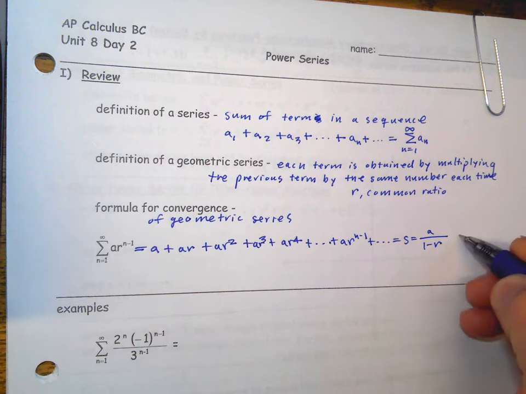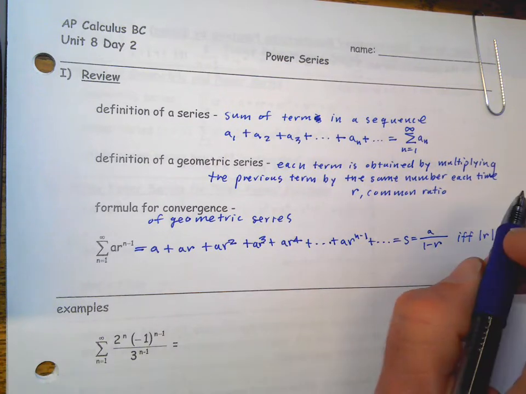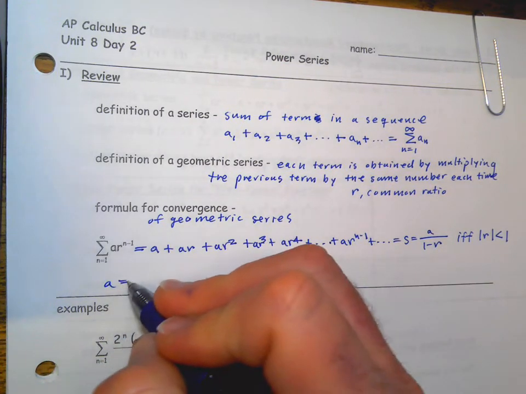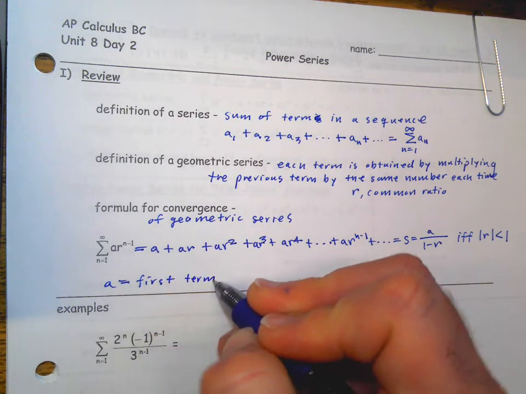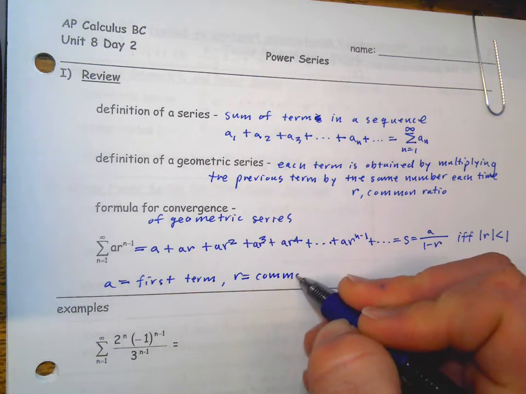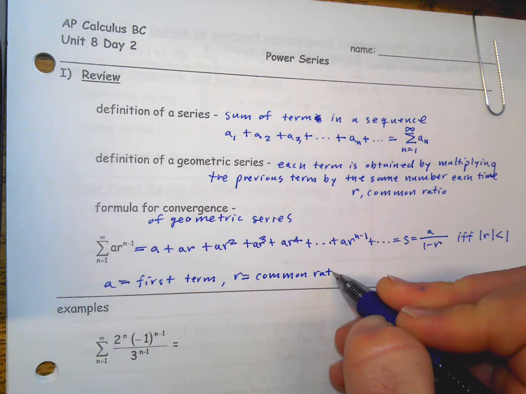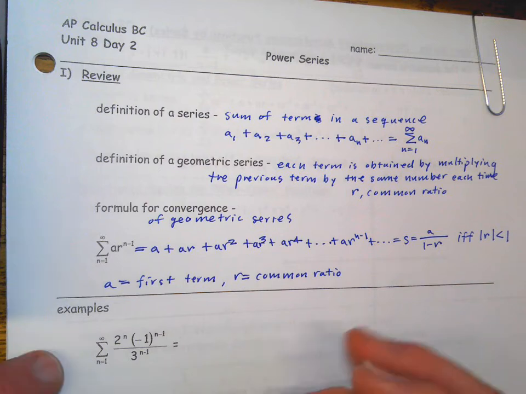But this is if and only if the absolute value of r is less than 1. The common ratio has to be less than 1. a equals the first term. r equals the common ratio. They call it the common ratio because you can figure out what r is anytime by taking any term and dividing it by the previous term. And it should always come out the same. So division, ratio, always the same, common.